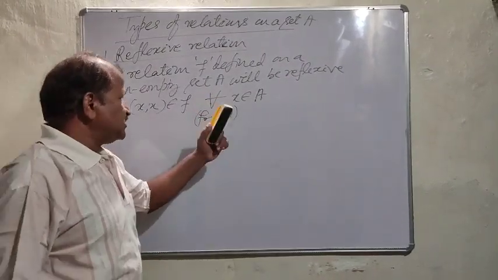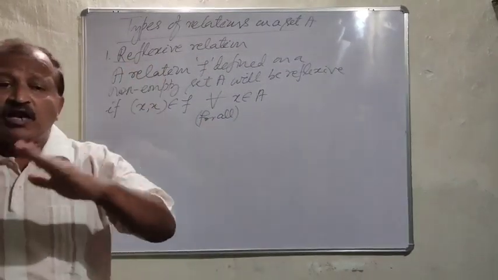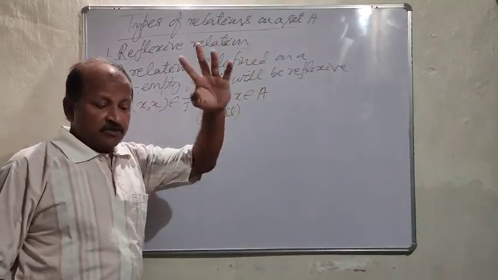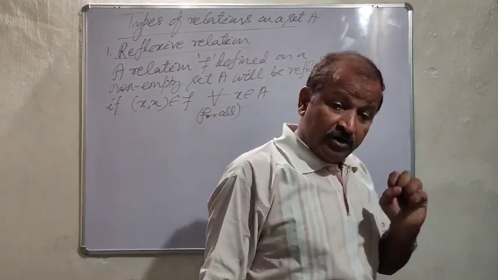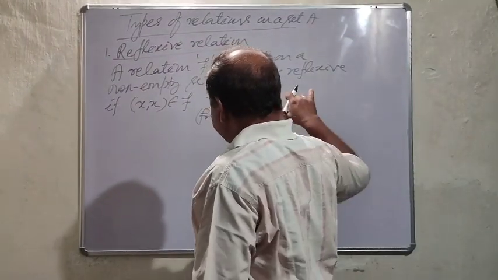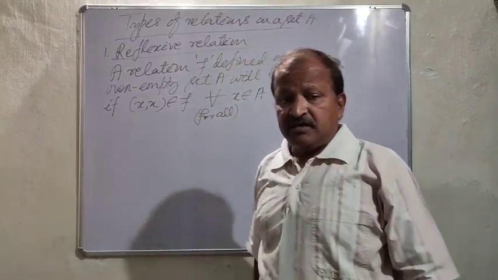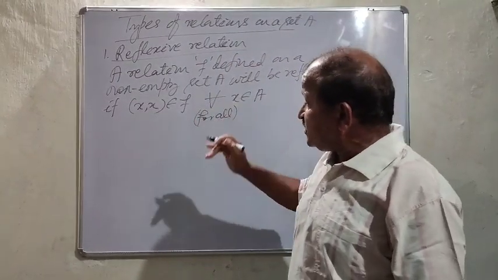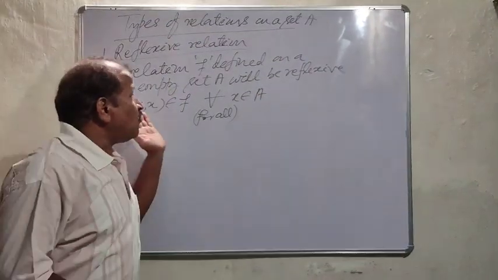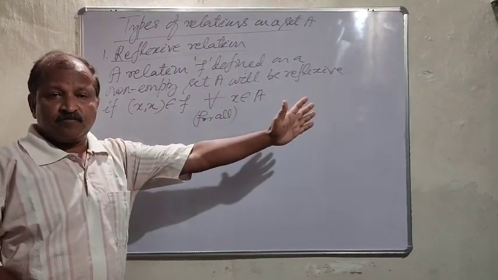This sign represents "for all," meaning for all elements. Yes, x belongs to F, for all x belongs to A. This is very important to understand. What does this statement mean? It means x is related to x, for all x belongs to A.